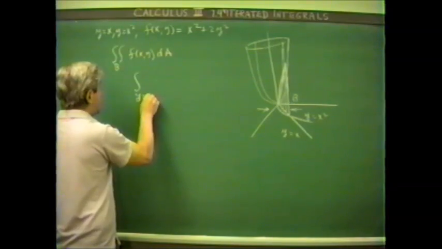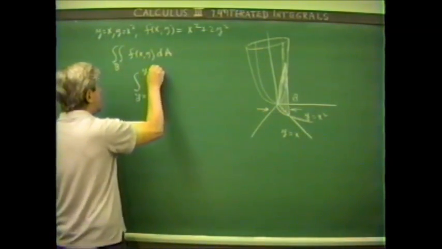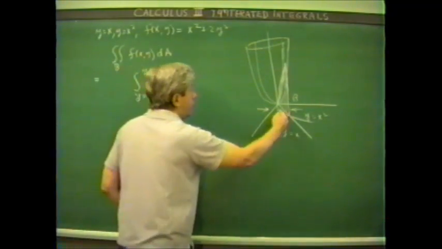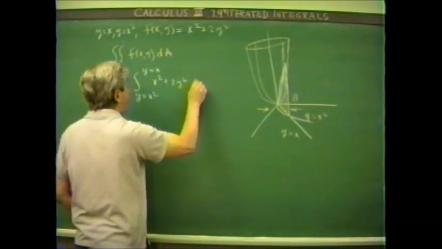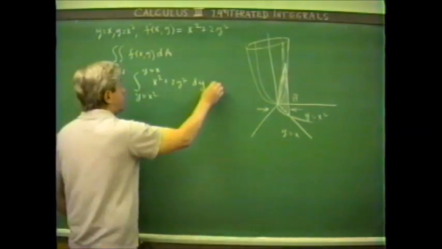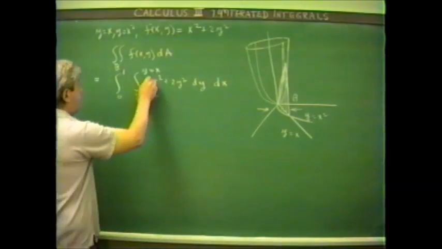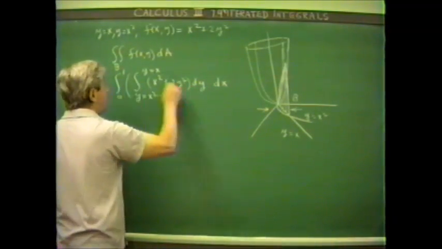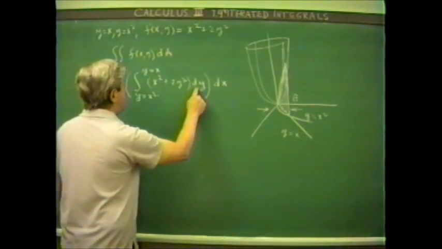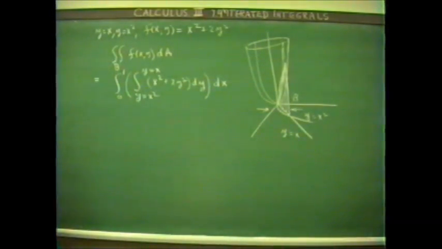y equals x squared, the smaller function, to y equals x, our function x squared plus 2y squared. And we're going to want to integrate with respect to y then. And we would integrate from 0 to 1 this with respect to x. Parentheses are understood to be here and here. Right? So we first integrate this with respect to y, and then that's going to give us a function of x, which we integrate from 0 to 1.